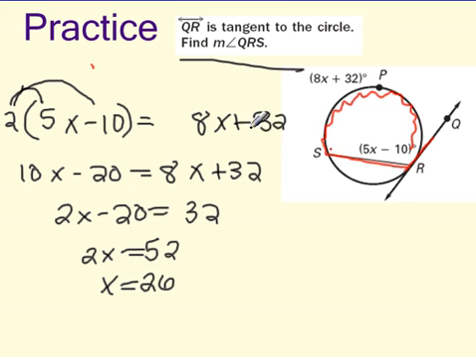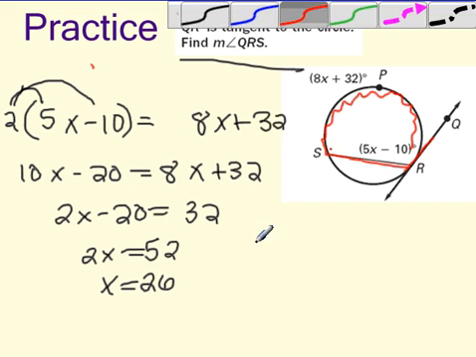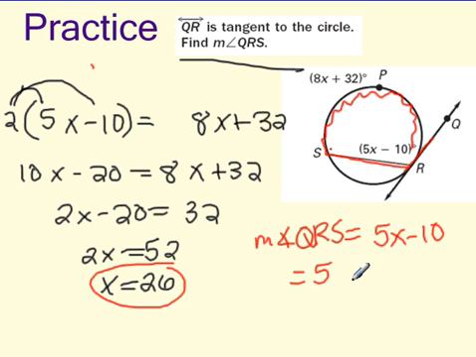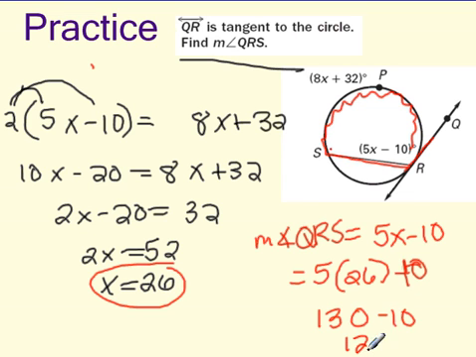Now the question is asking us to find the measure of angle QRS, and we know the measure of angle QRS to be 5x minus 10. So now that we have the value of x, we can substitute this in to solve for the measure. So 5 times 26 minus 10, and 5 times 26 is 130, and 130 minus 10 is 120. So we know that the measure of angle QRS is going to be equal to 120 degrees.